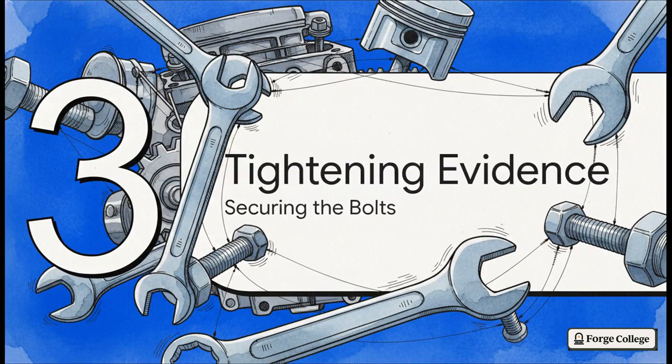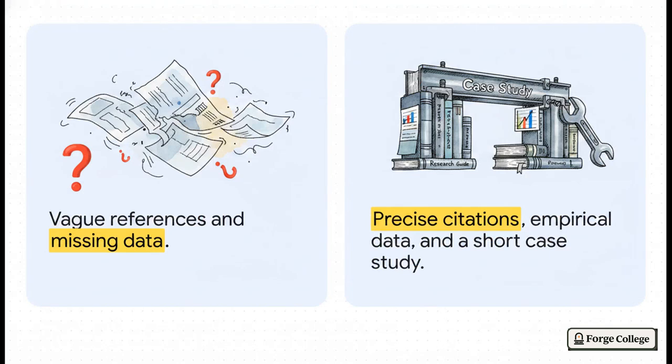All right, Section 3, tightening your evidence. Time to secure the bolts. With the engine running, we need to make sure nothing rattles loose. Swap out any flimsy, vague references for precise citations. I mean, we really don't want to hear a lot of people on the internet say blockchain is secure. No way. We need actual empirical data and protocol behaviors. Actually, if your draft is looking a little thin on data, just bolt on a short 100 to 150-word real-world case study. It'll give your argument massive structural integrity and prove your philosophy works in practice.